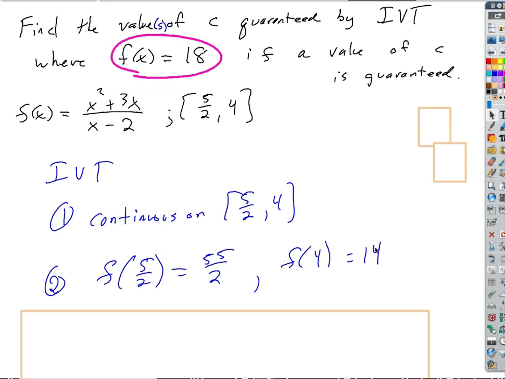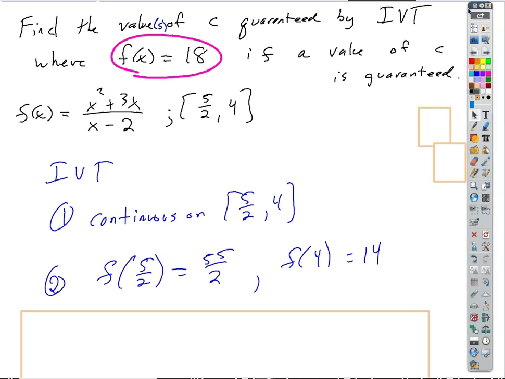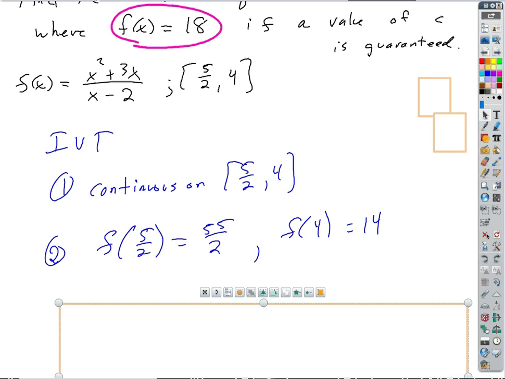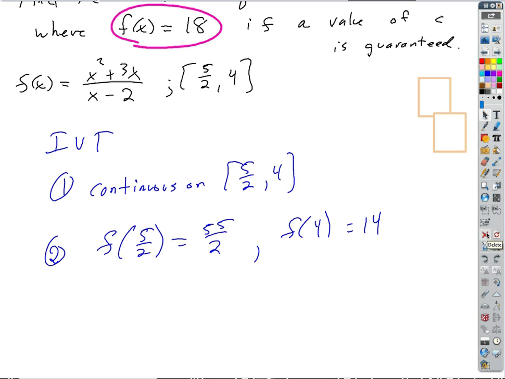So now we just have to go find the value. Well, how do we do that? It guarantees at least one place where our function has a value of 18. What do we do? Set it equal to 18. Ask the math gods, right? Set the function equal to 18, and they'll tell you through algebra.